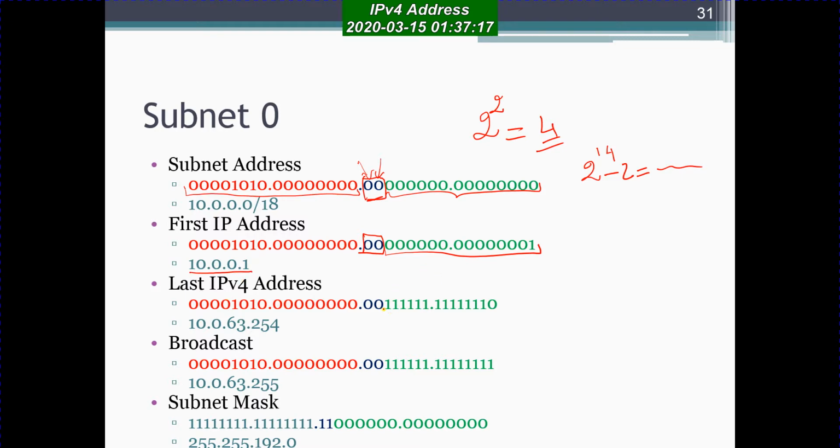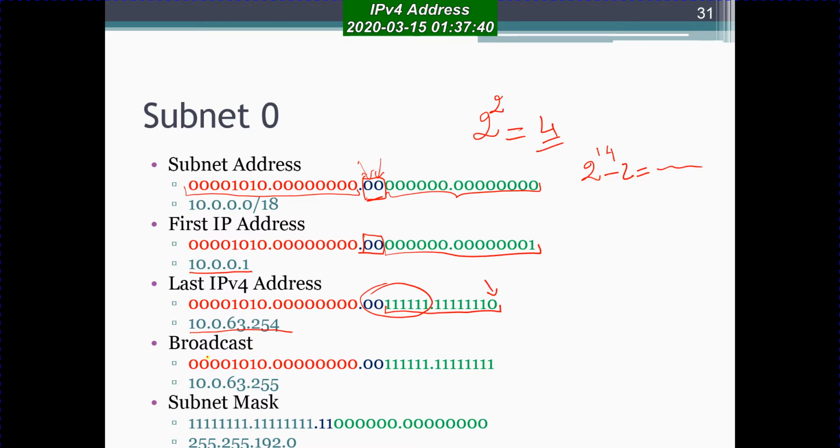Now we go to the host address field and put this combination of bits, all ones except this bit here which is left at 0, and convert back to decimal. So we get 10.0.63.254. What is this? This is the last IP address of the range of IP addresses for subnet 0.